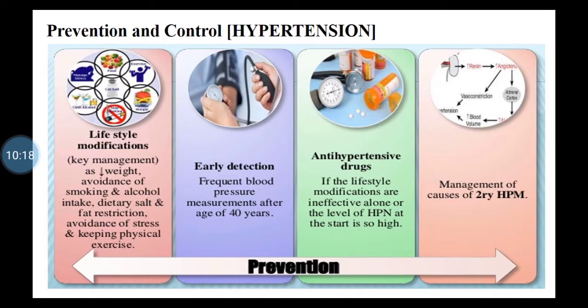So antihypertensive therapy will include use of the various drugs like atenolol, nifedipine, clonidine, alpha-methyl dopa, isn't it? Or some patients are given combination therapy also. More than one drug is given, isn't it? So the management of causes of tertiary hypertension is also necessary. So that is all about the hypertension.